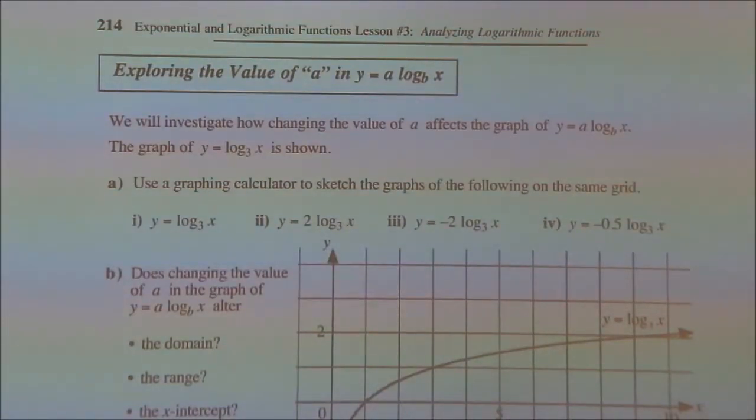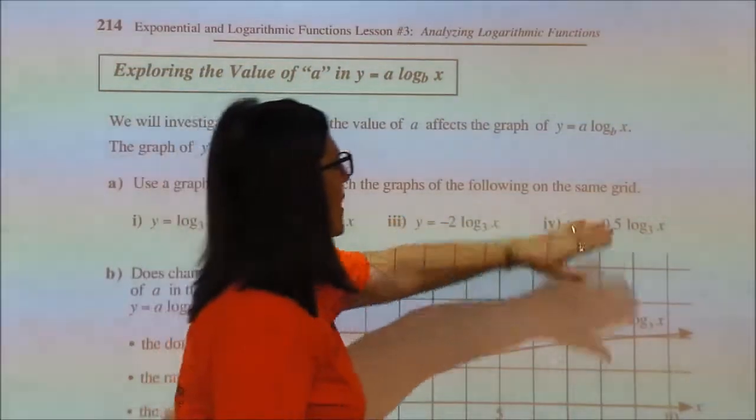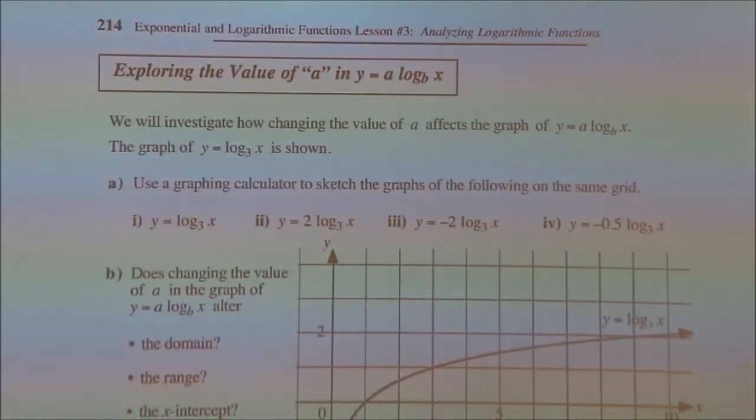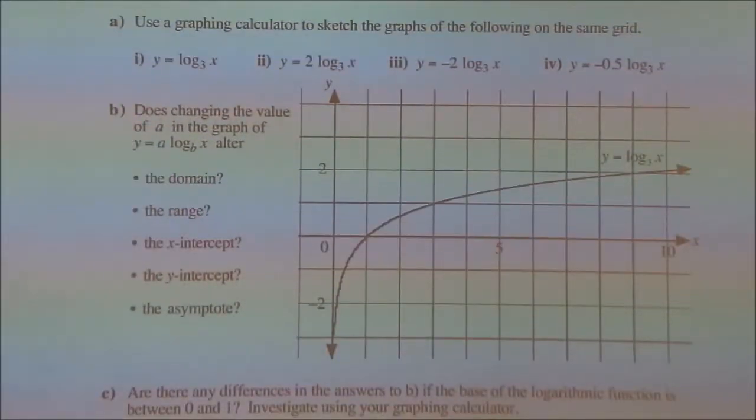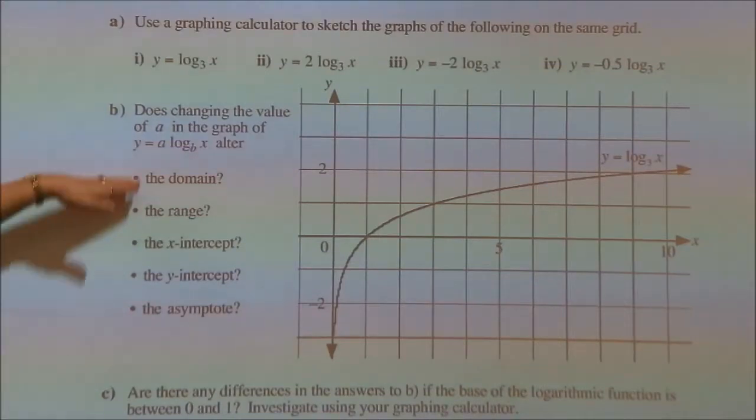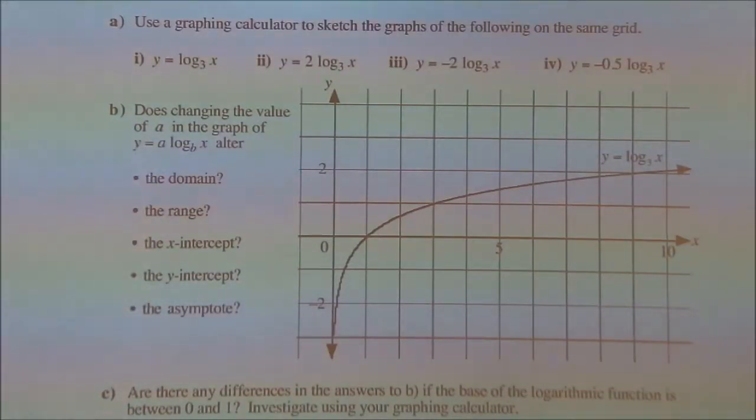So now we're going to look at what the value of a does to this function. In this case, what I'd like you to do is pause for a moment and actually graph these 4 equations for yourself on the grid, and then you can turn this back on and check to see if your graphs match mine, and then see if you can answer these questions.